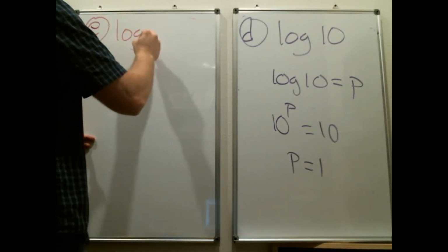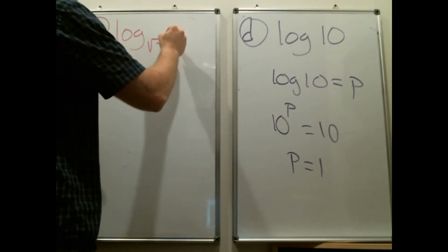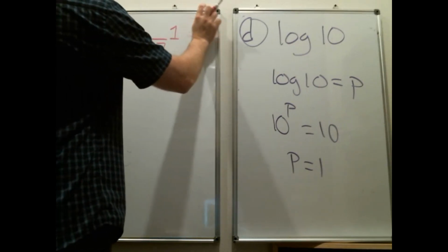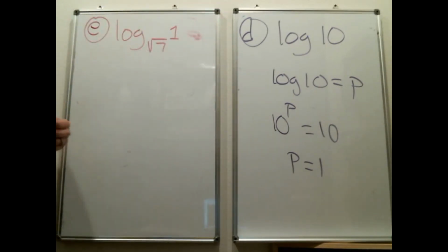Log base the square root of 7 of 1. Alright, pause the video, give it a try, work it longhand, and then try to think of what the shortcut is. I'm going to give a second so you have time to pause.